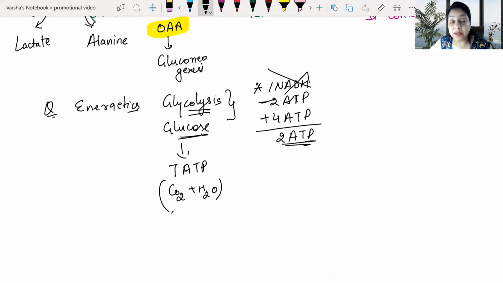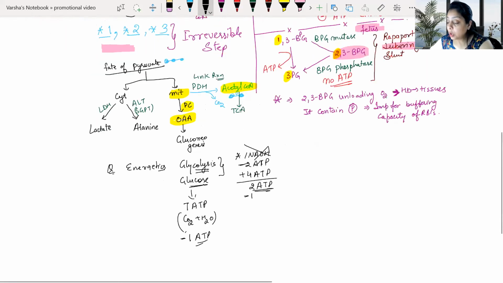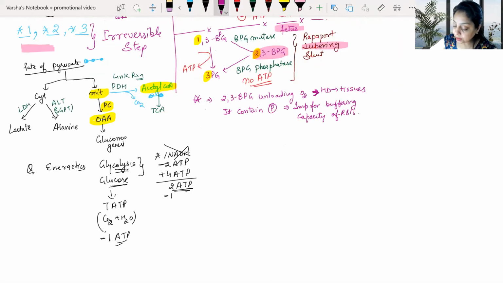So you have to pay attention in the exam, right? And if you have the 2-3 BPG involved, then you will do -1 ATP. Am I clear? I guess I'm pretty much clear, and I have given you most of the things, right? And there is a very important enzyme, pyruvate kinase enzyme. That is the second most common enzyme deficiency we talk about.